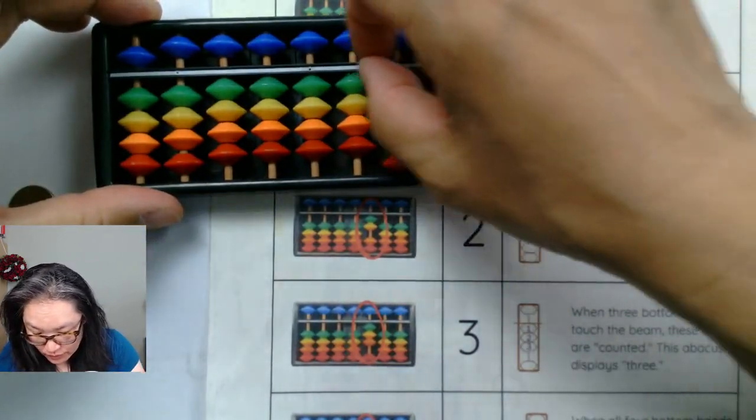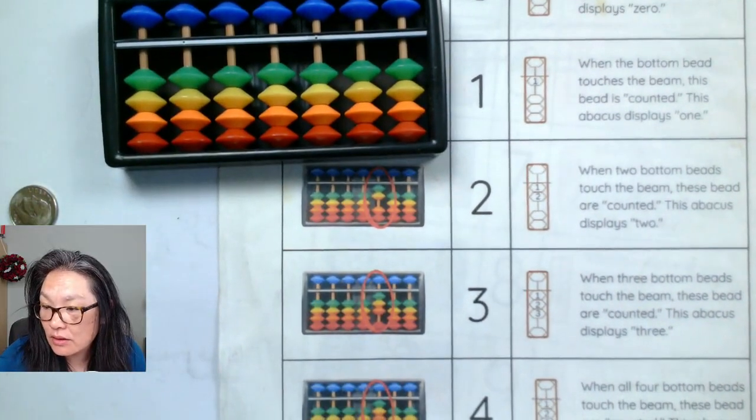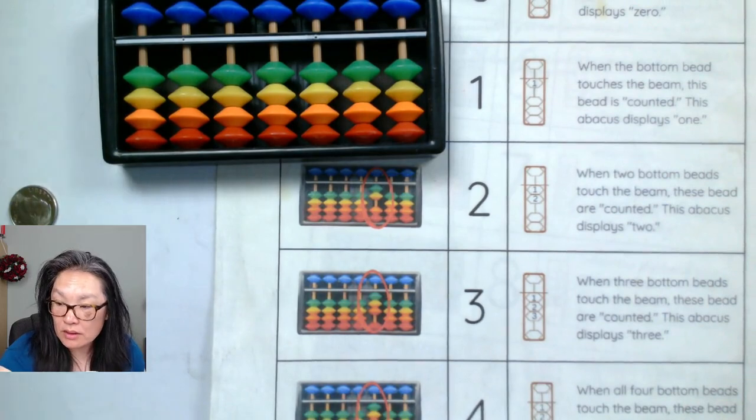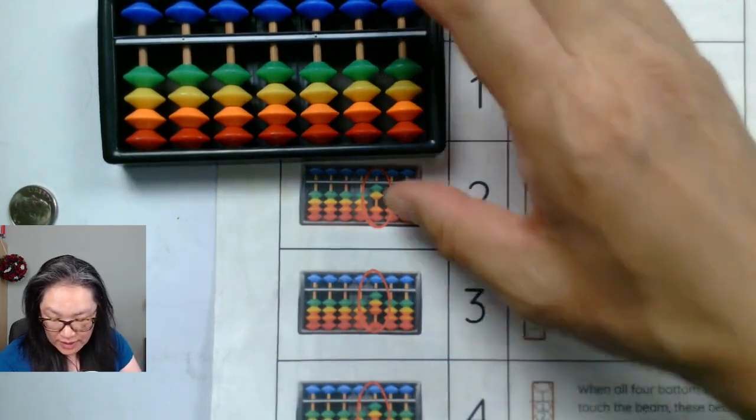So, what is this crazy thing? This crazy thing is called an abacus. I'm hoping you can hear me. Sorry, just trying to... Come on. There we go. Okay. So, we're going to count on the abacus.